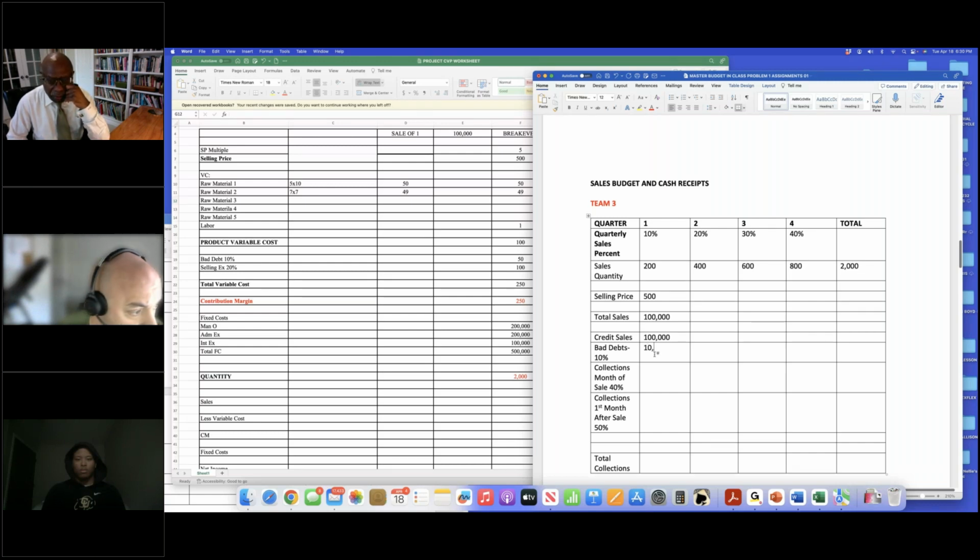In this quarter, and just change all these months to quarters, we're gonna get 40% of our money, okay? So we're getting 40,000. The rest of our money we're getting next quarter. So 50% is gonna be over here in quarter two.